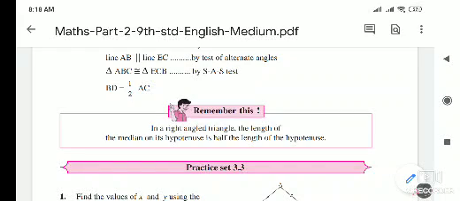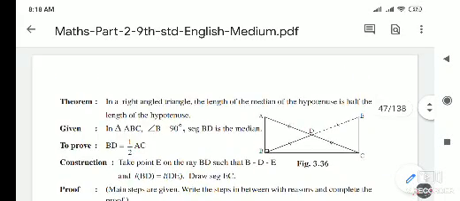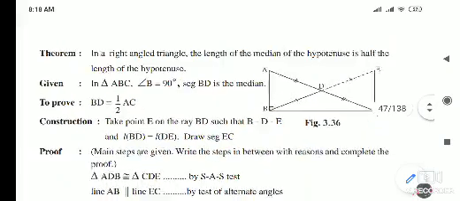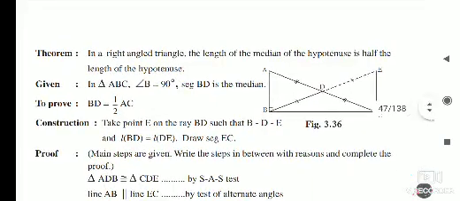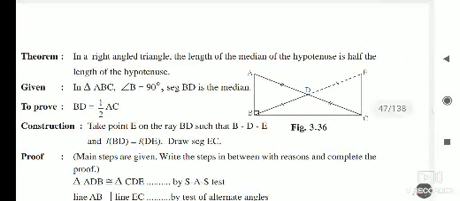Hello students. Lesson number 3, triangle inside. In the last lecture, before taking the revision of the unit test, we completed this theorem: in a right angle triangle, the length of the median to the hypotenuse is half of the length of the hypotenuse.